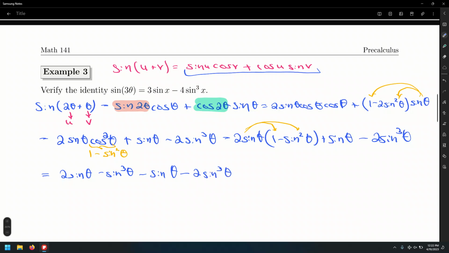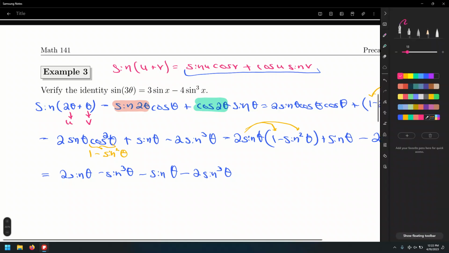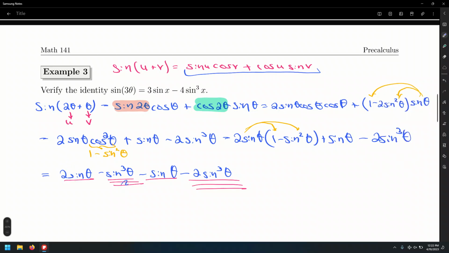And we're getting there, right? Because we may now combine the like terms. That is the sines to the first and the sines cubed. Just look at the coefficients. 2 minus 1, or should it be plus 1? No, it's plus 1 actually. And that equals 3 sine theta. And negative 1, invisible negative 1, minus 2. Isn't that a negative 3?